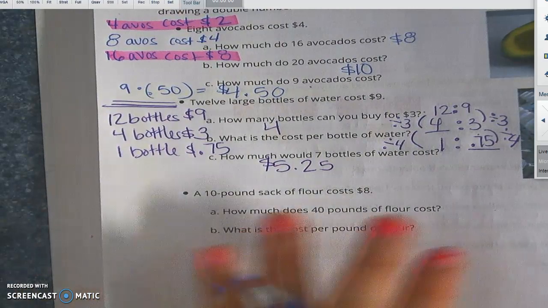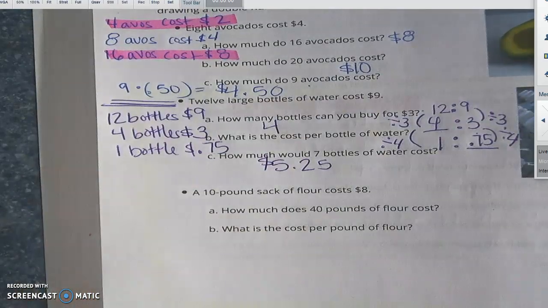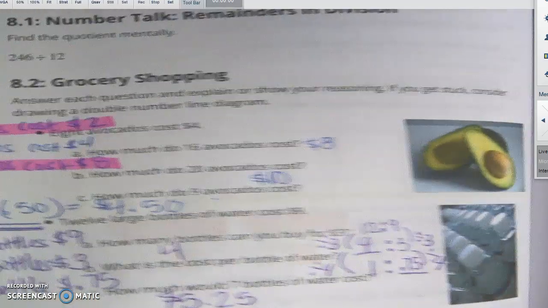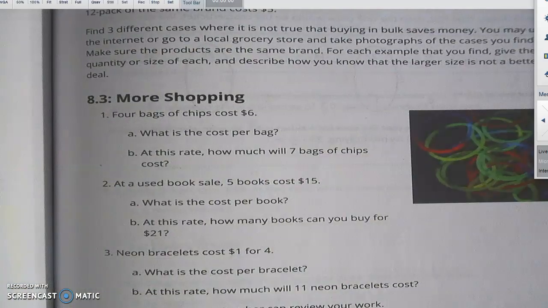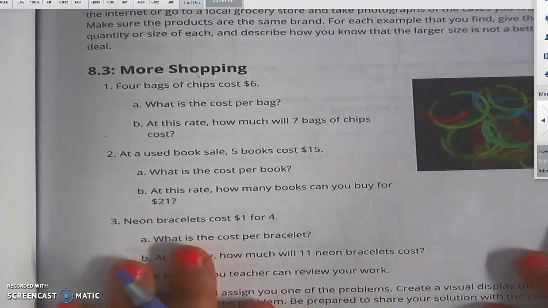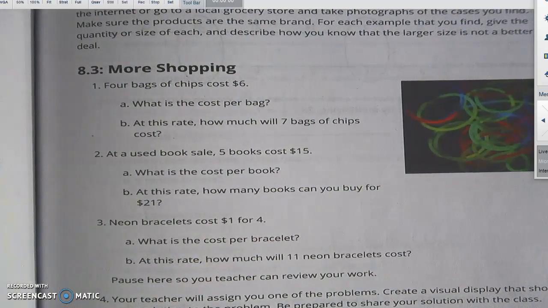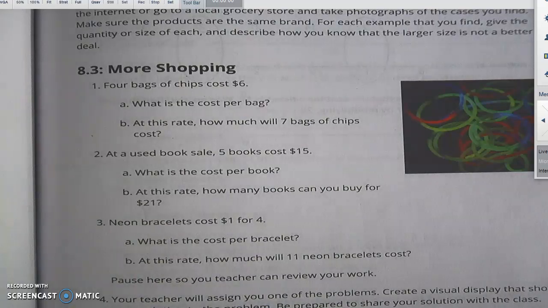Okay, and I'm actually going to skip the flour for now. So in this next part, we have more shopping. And the thing about this section was we don't really have a good way of how we can write this in a way that makes sense. So I am going to give you a tool that we can use just to help organize our thinking. So we're going to use a table.